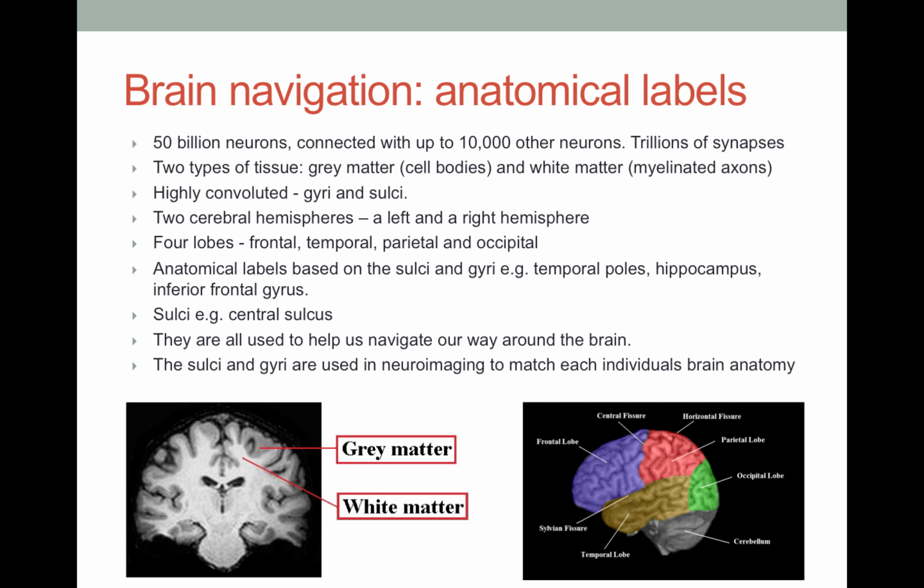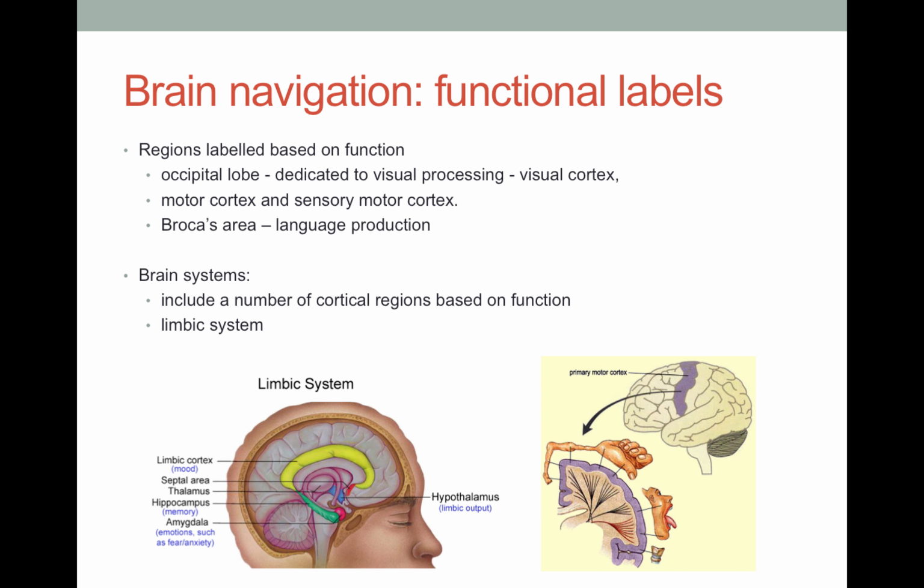Regions might also be based on labels of function. For instance, because the occipital lobe is almost entirely dedicated to visual processing, the occipital lobe is sometimes referred to as the visual cortex. Also, we refer to motor cortex and sensory motor cortex on the basis of functioning of that region of the brain. Also, there is Broca's area, named after the French surgeon for discovering that a particular region of the brain is involved in language.